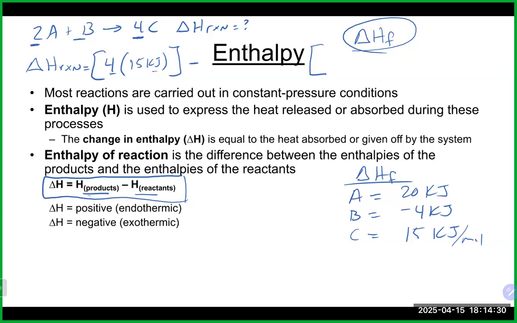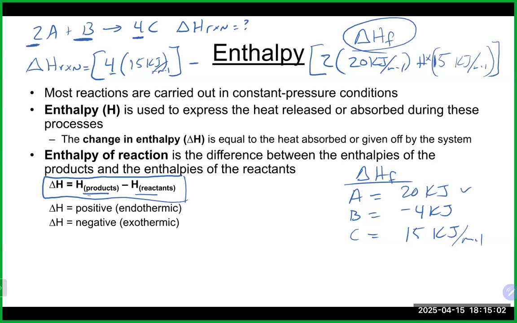So there are 2 A's. So we have to take 2 times the value of A we find in there, which is 20 kilojoules per mole. And we then need to add it to our other reactant, which is B. Technically speaking, we would be multiplying this by 1, which is the coefficient here, which we don't really need to do. We would add all those together and subtract.